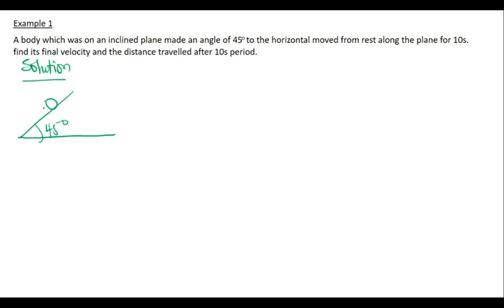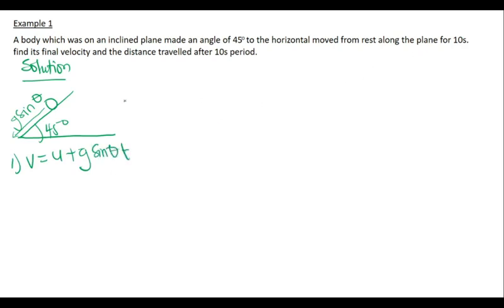So this is a downward motion of this body along the plane. So it means the gravity is positive, so it's g sine theta. All right, so now that we know this, to find our final velocity we use the formula v is equal to u plus g sine theta t.